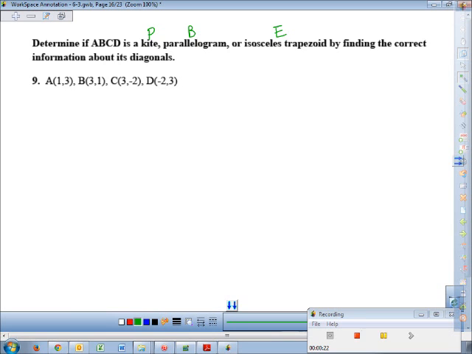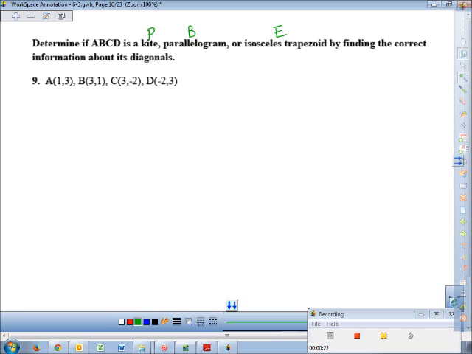Kite, perpendicular. What do you need to do algebraically to see if the diagonals are perpendicular? What do you got to find? Slope. Parallelogram. What do you got to find to see if the diagonals bisect each other? Midpoints. And isosceles trapezoid. What do you got to find to see if the diagonals are equal to each other? Distance. There's a slope, there's a midpoint, and there's a distance.